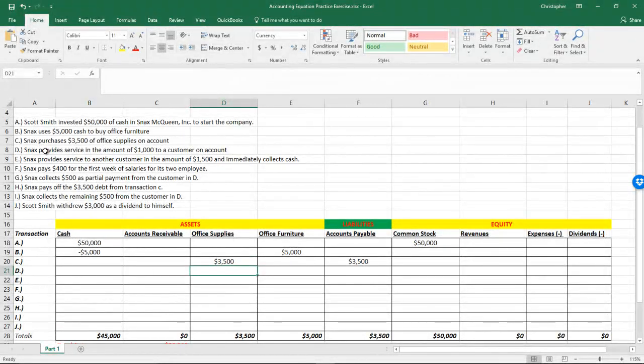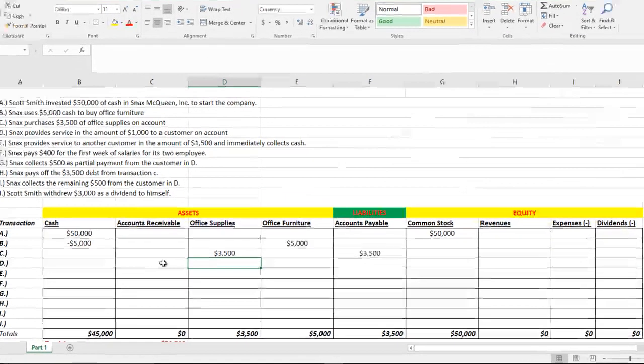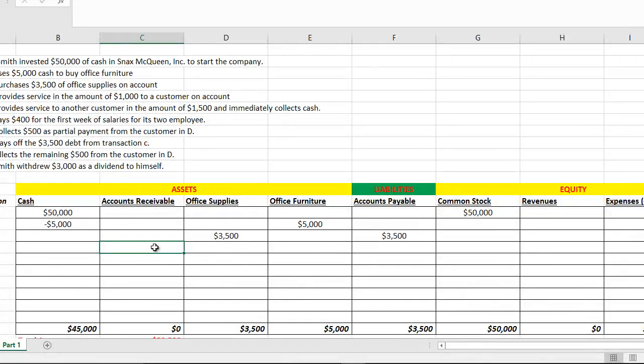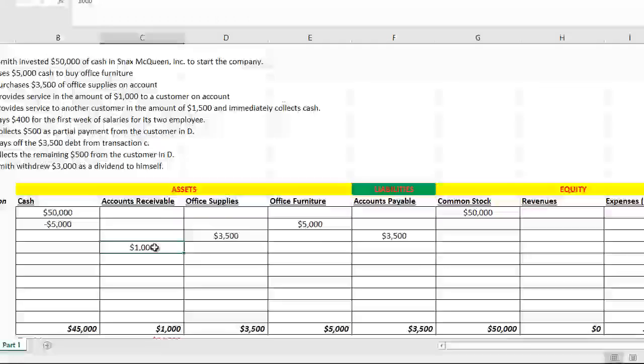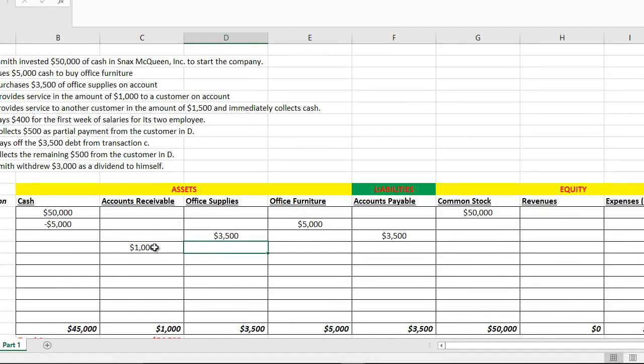D, we provided services in the amount of $1,000 to a customer on account. With this account, we're talking about the accounts receivable. So this is increasing by $1,000 because we've provided services. We are eventually going to receive this money. And the revenue under the equity section, this would be increasing here by that same $1,000. We can record it as revenue even though we haven't collected it yet.